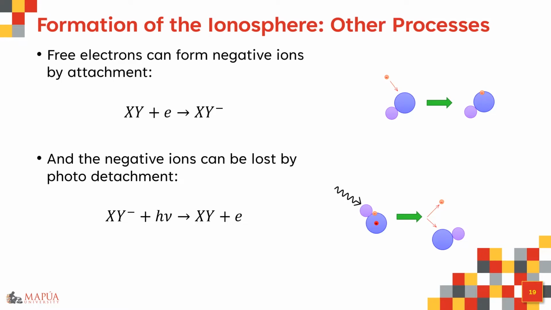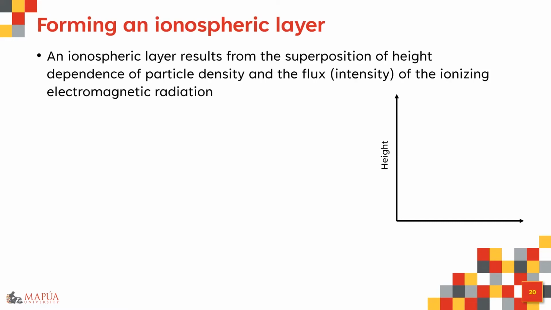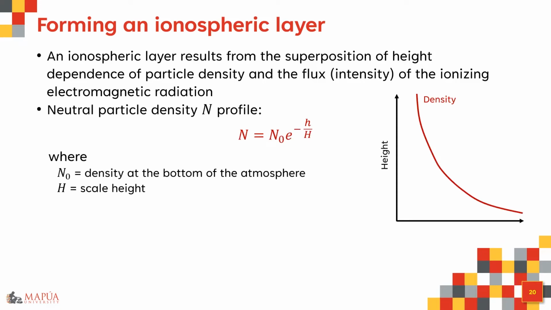Okay, so now the formation of the ionosphere has a dependence on altitude or height from the surface. And there are two considerations that need to be done. Of course, you have to know how the density of your neutral atoms changes over heights. Okay, so we know that as you go up, the density of your neutral atmosphere generally decreases exponentially as height increases.